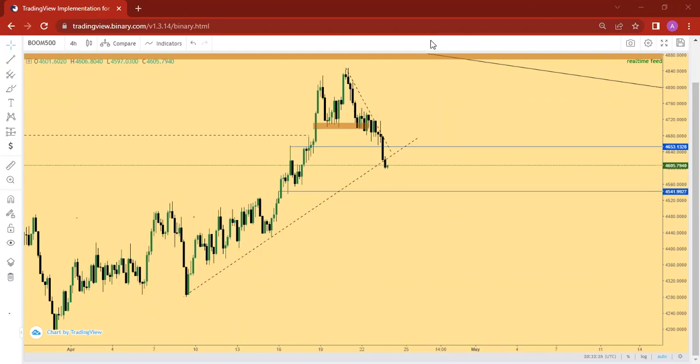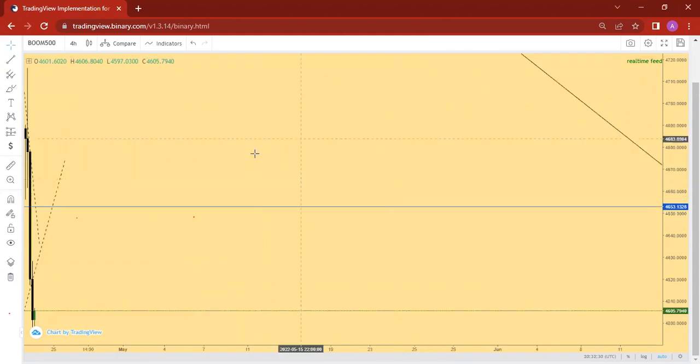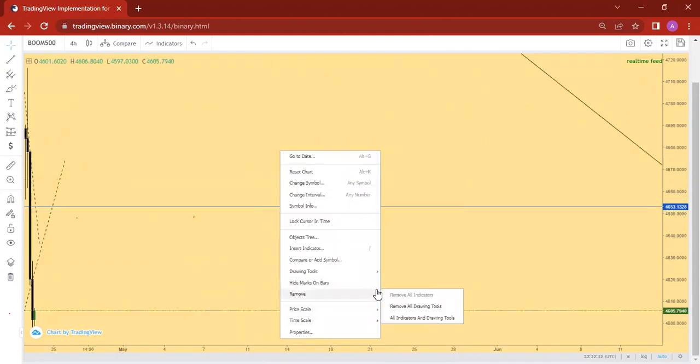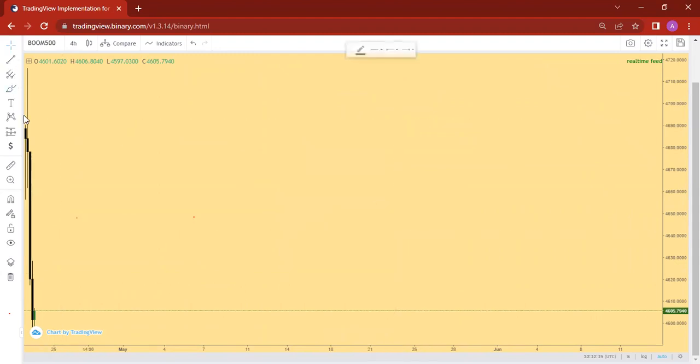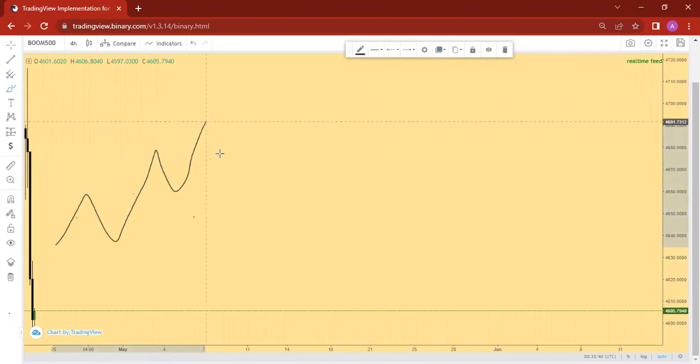market structures. Like on the normal uptrend, let me clear my chart first of all. On the normal uptrend, what you see is a higher high, higher low, higher high, higher low. Now, this is a basic uptrend. This is the basic market structure that everybody knows of an uptrend.